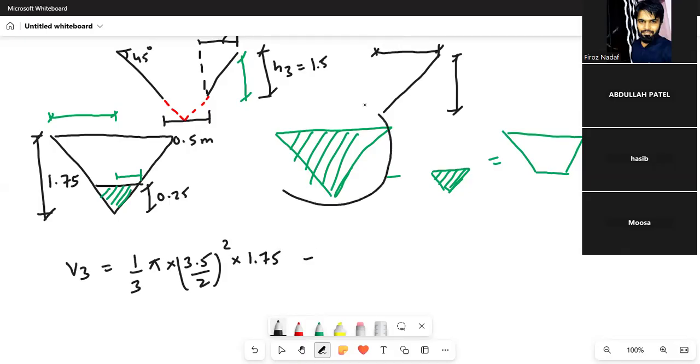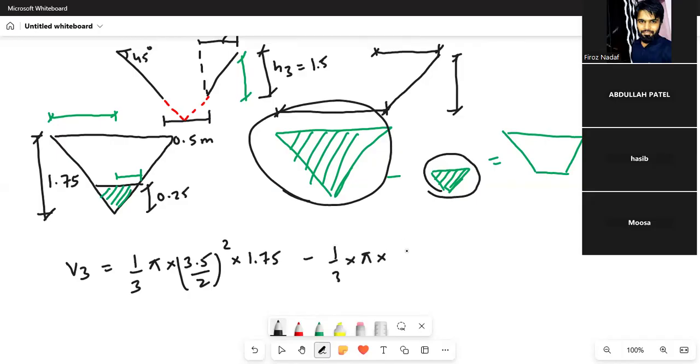Okay, this is its volume. What is the diameter here? Diameter is 3.5. This is its volume, minus this volume. Its volume is 1.3 into pi into, here the diameter is 0.5 divided by 2 whole square into height. What is the height here? Height here is 0.25. So by deducting this and this, you will get the volume of the hopper bottom.